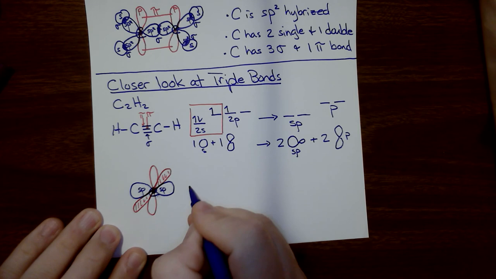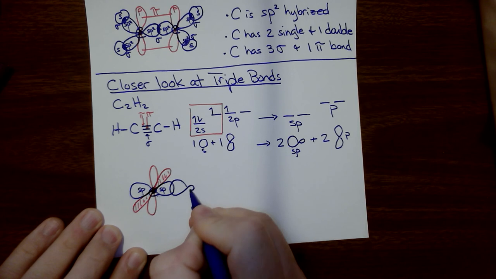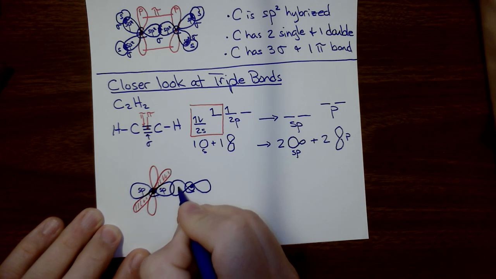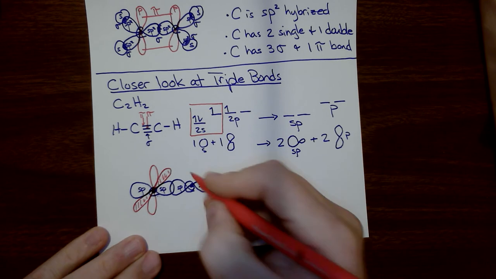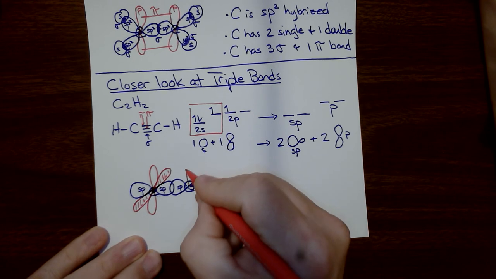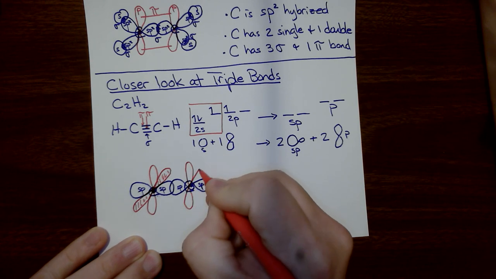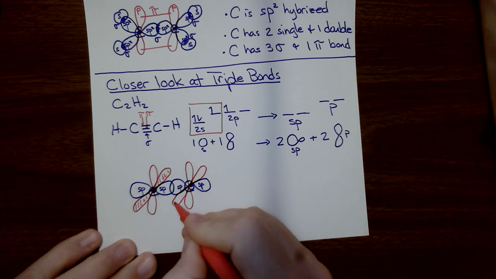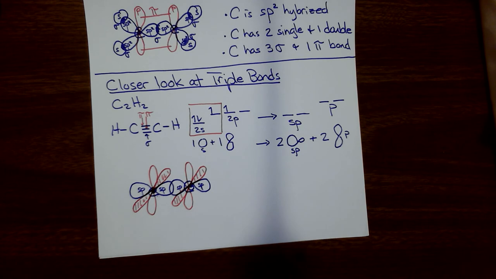And then I have the other carbon that has the sp hybridized. So there's my other carbon, sp hybridized. So sp and sp, and again we have a p orbital going up and down, and one going in and out of the plane. So here's the other p orbital, and let's look at the overlap.